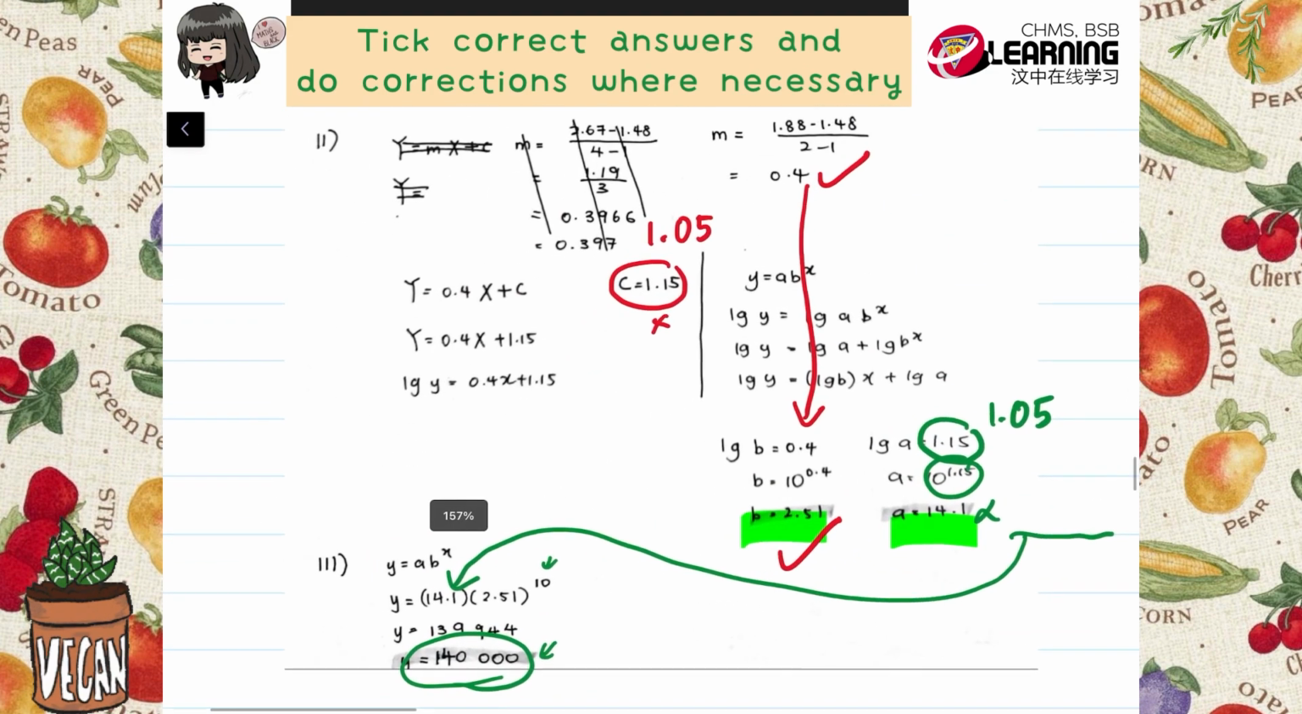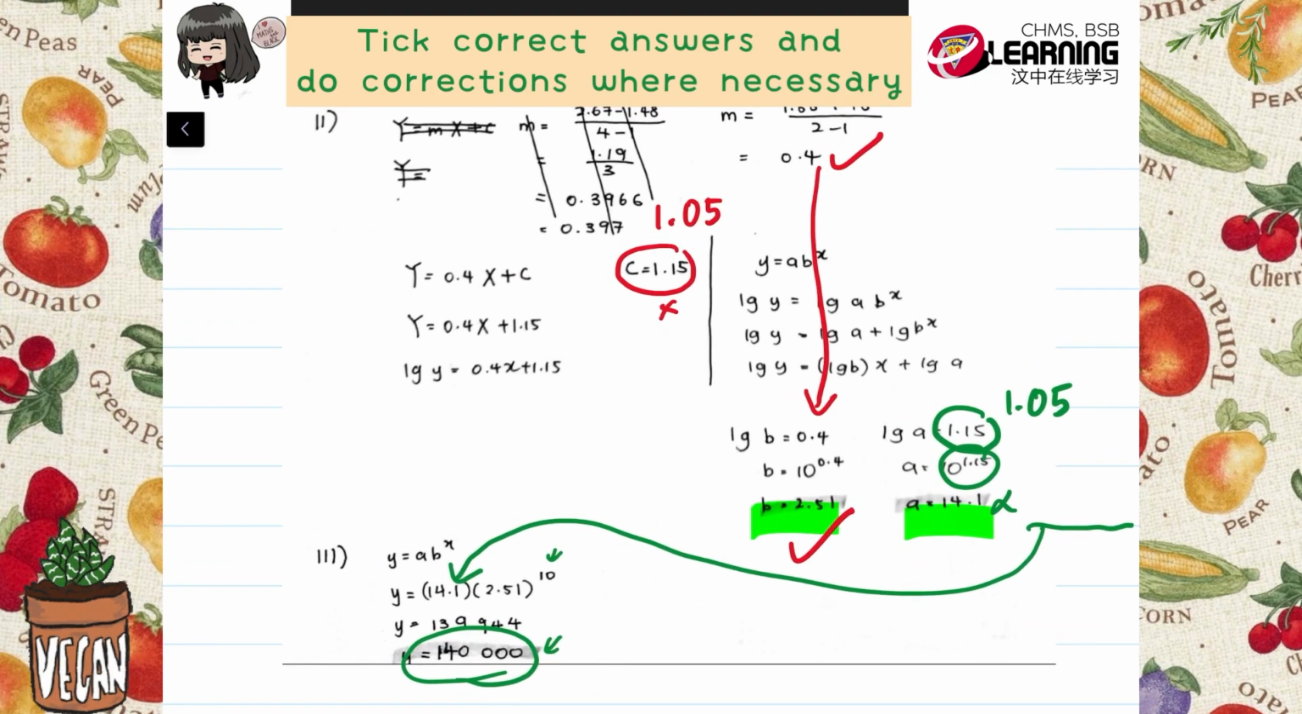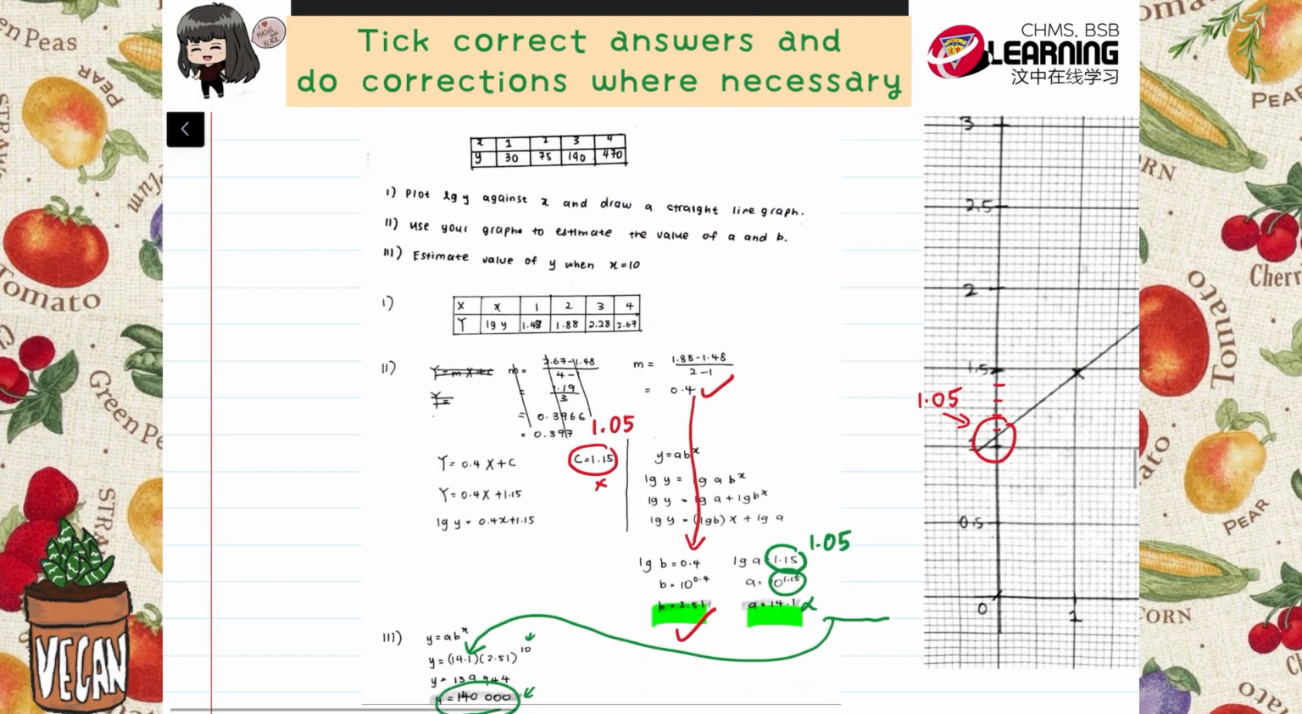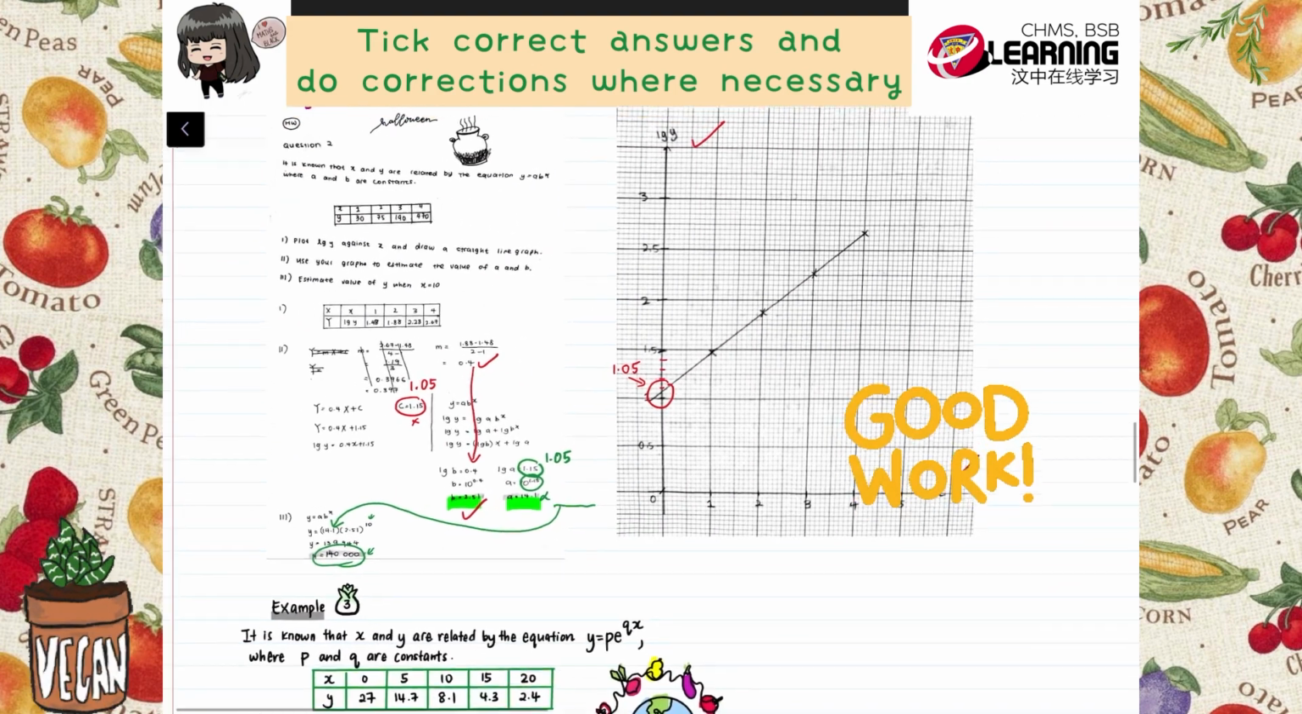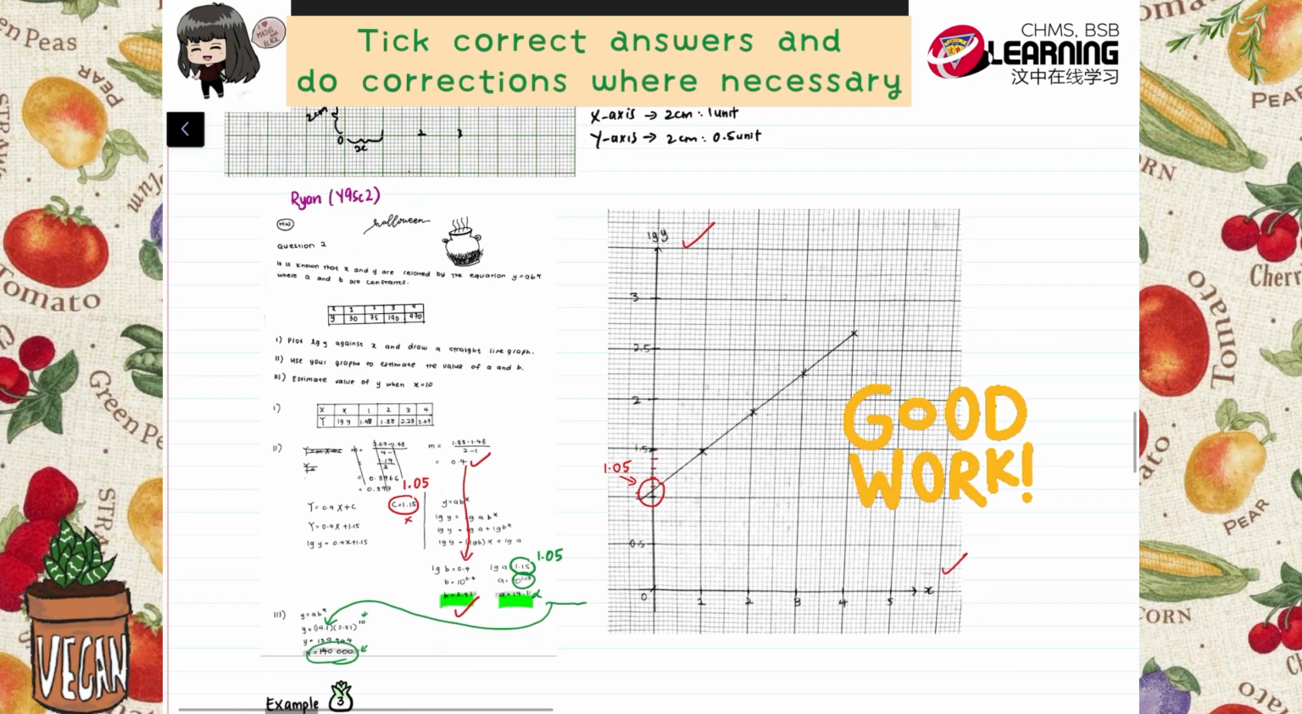And for the answer here, part 3, you might be surprised that the range of answers is somewhere around 80,000 to 150,000. Yes, it's that big because of the log, because of the value of the log here. Okay, so that's all for question 2 here.